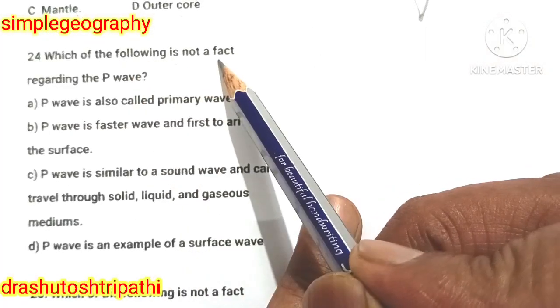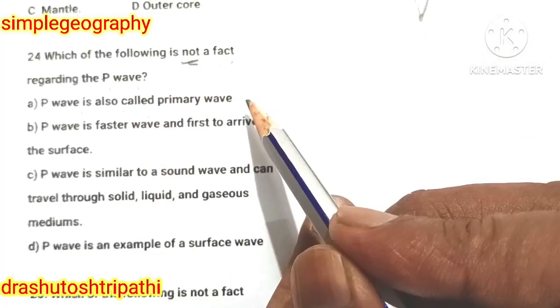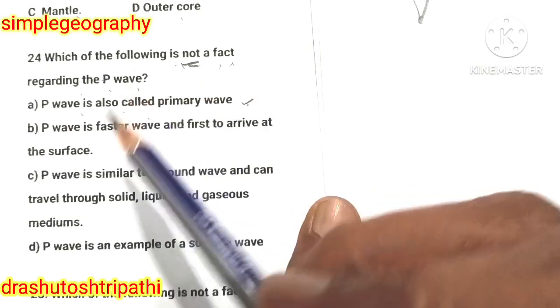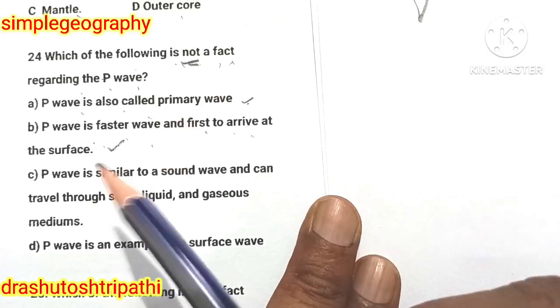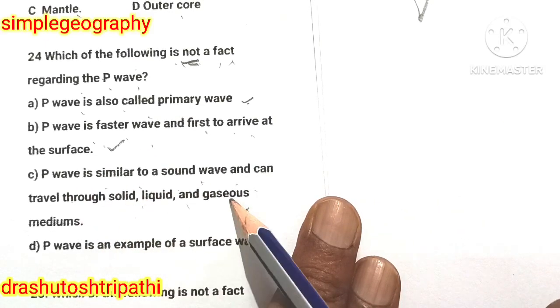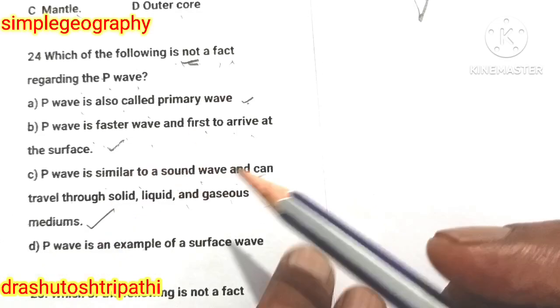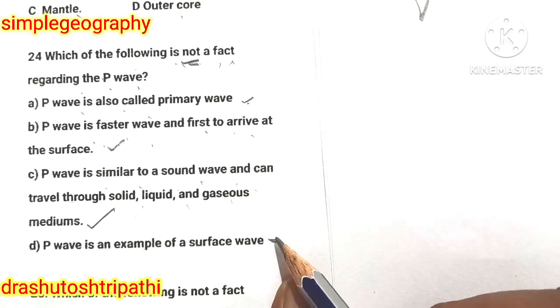Which of the following is not correct regarding the P wave? P wave is also called primary wave. Okay, this is correct. P wave is a faster wave and first to arrive at the surface. That is also correct. P wave is similar to sound waves and can travel through solid, liquid, and gaseous mediums. This is also correct. P wave is an example of surface waves. No, this is not correct.